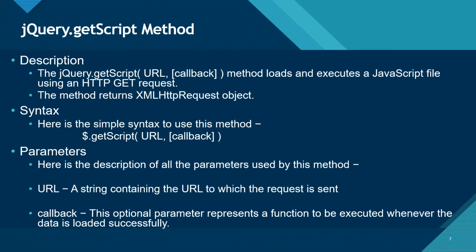So here is the syntax of this method: $.getScript, and in parentheses we write the URL to which the request is sent, and there is a callback method. This optional parameter represents a function to be executed whenever the data is loaded successfully. So, in the next slide, we will discuss an example of this method.